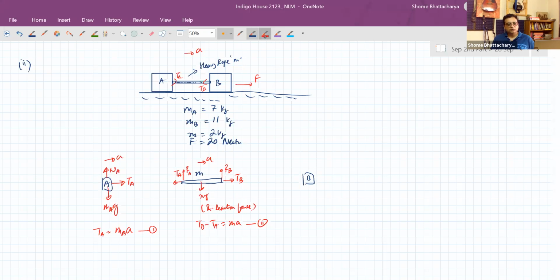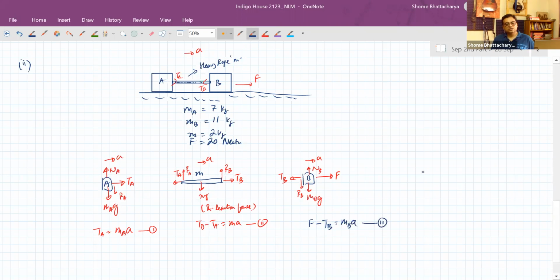Okay. Now this block B, on the other hand, is experiencing F from this side and tension like this, and it also has the same acceleration A, and its weight is balanced by normal reaction. Actually, there will also be a reaction force acting like this here. But as I said, vertical forces are not going to play a role in this problem because they are balancing.